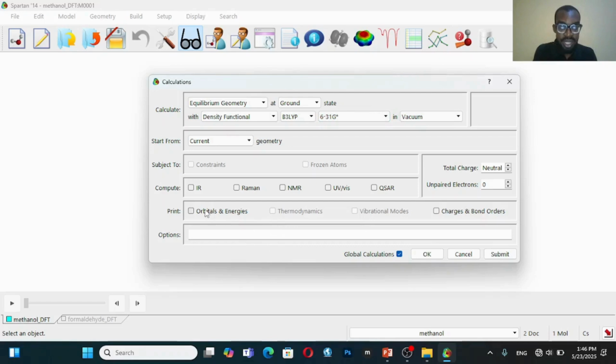Now, when you've done that, what we simply want to compute, we're not interested in infrared, Raman, NMR, UV-visible, and structure activity relationship. We are just interested in calculating their energies. So I'll just check this and check this. Now, if you were interested in the infrared spectra of the molecule, then you check this. So what I will do is simply submit this.